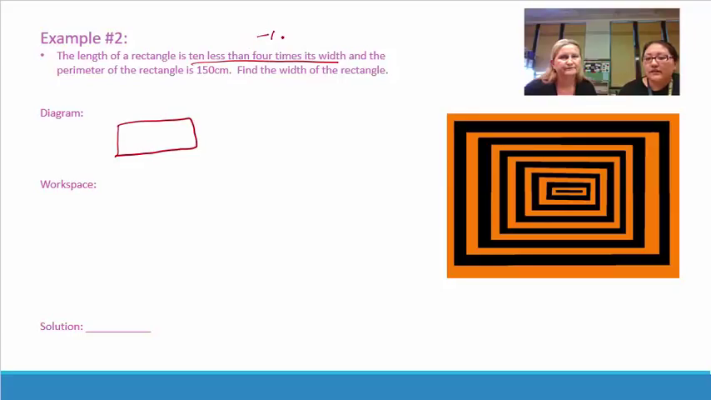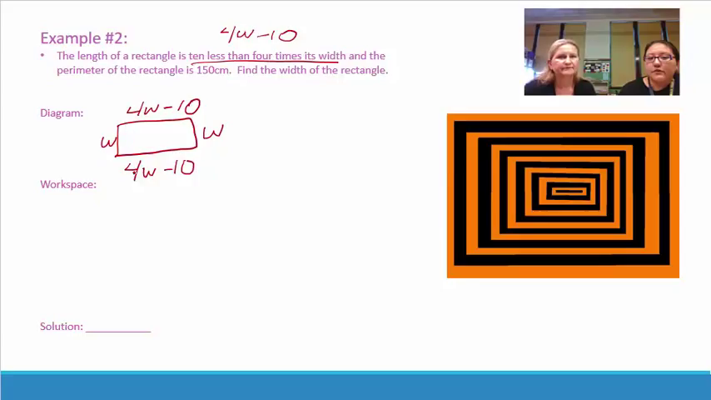So I will write this as 4 times its width minus 10, and we can use that on this side of the rectangle. There we go. Whatever is on this side is the same on the bottom side, because they're both the same length. And then both our sides would be W, width, because we don't know what number that is. We're looking for the width. So we have the length expressed in terms of the width. Okay, now we can add all these together.